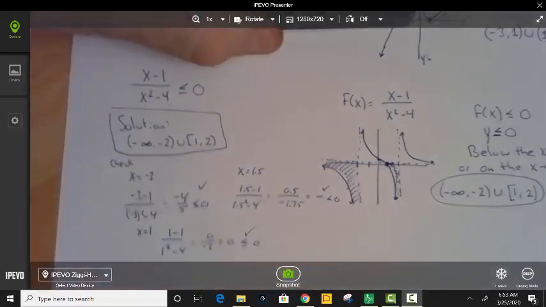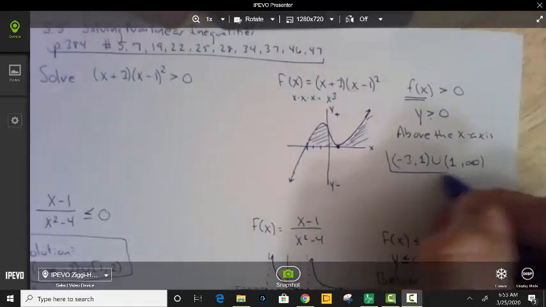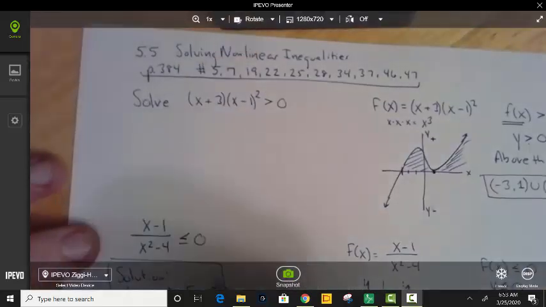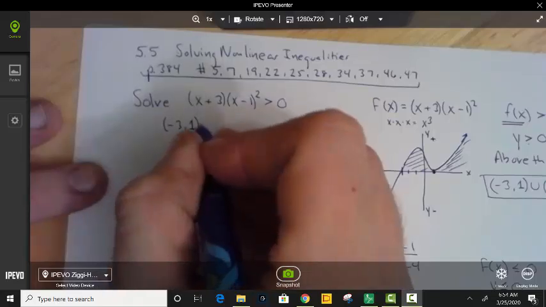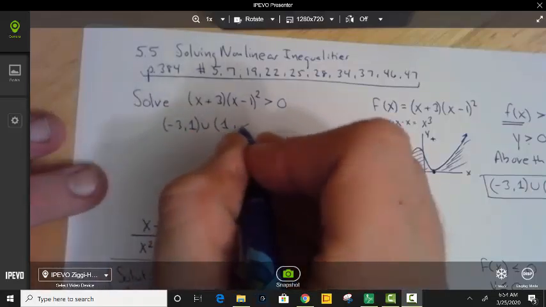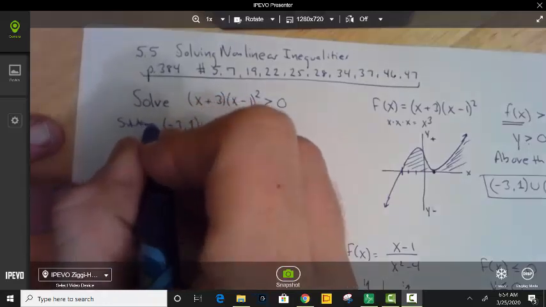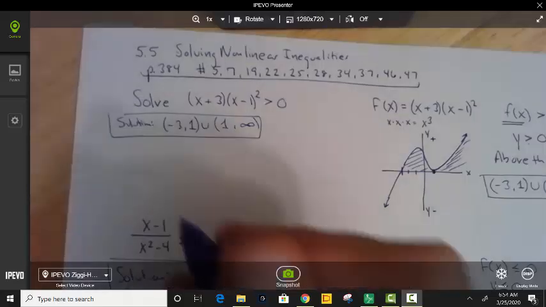Okay, so any number that's in either one of these intervals is going to be the answer to this inequality. And maybe I should go back up here in just a second, guys, on this first one. Any number between negative 3 and 1, or between 1 and infinity, is going to be the solution to the inequality x plus 3 times x minus 1 squared.